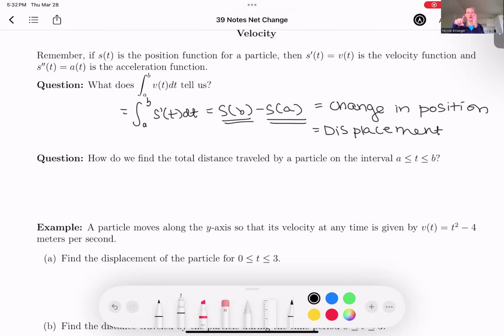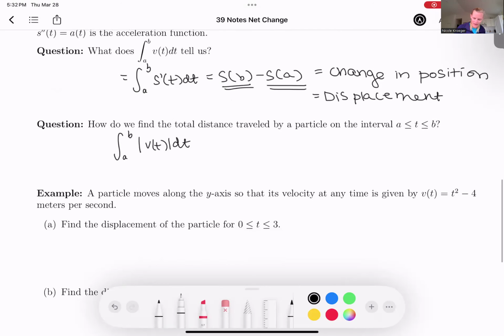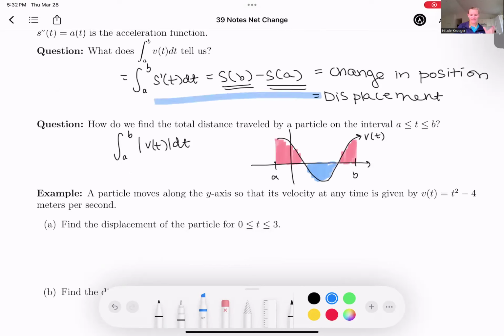So if we want to know the total distance, we have to think about integrating an absolute value of a velocity function. And so what happens here is that if this is our velocity function from a to b, when I integrate, this stuff is positive in the integral, and then this stuff becomes negative. And that's why this original answer tells us displacement, because anything where I'm moving backwards gets counted negatively.